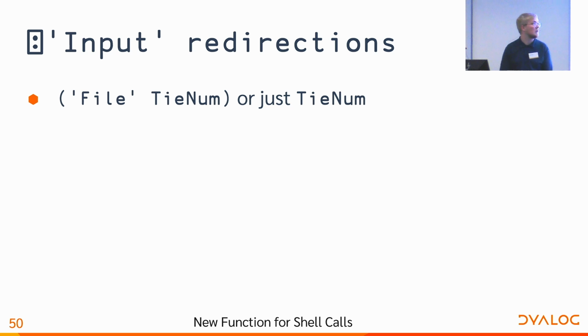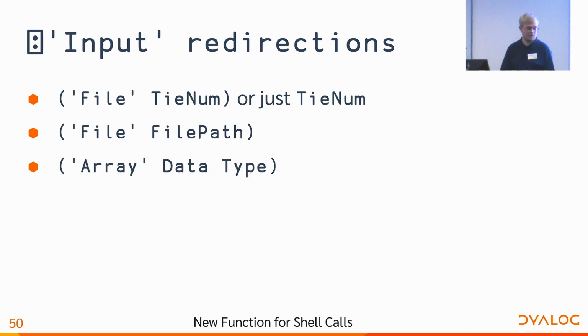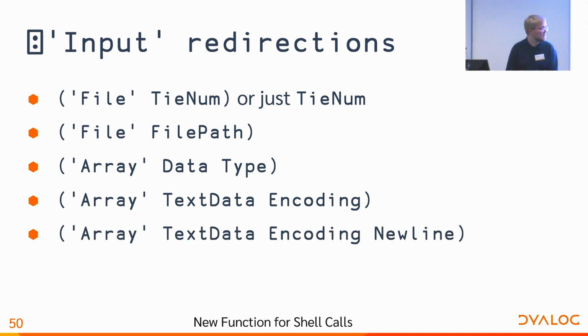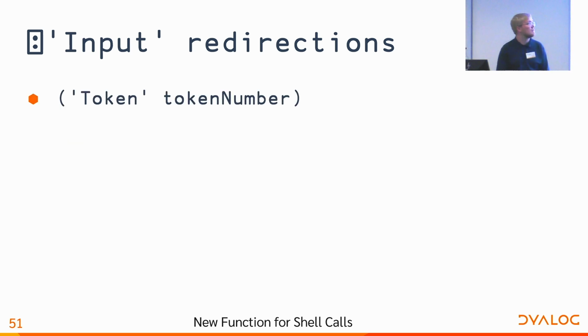And as before, you can get input from a file. You can get input from a file by a path or from an array. So you can have some bytes and a type 83 array, and then use that as inputs to the child process. Or use some lines of text with some encoding and default line endings as the input, or with a special line ending. Or you can say that there's no input, that's the default. And then we have this relatively new addition.